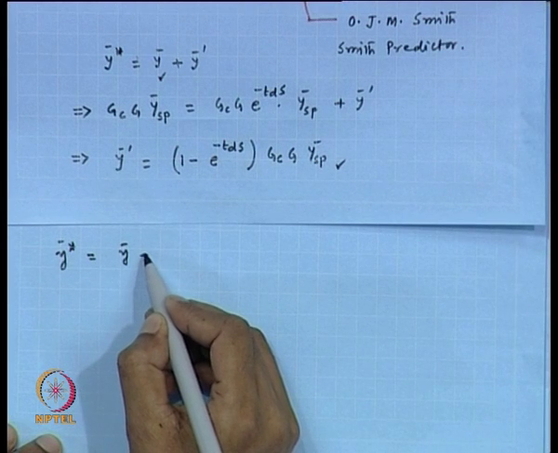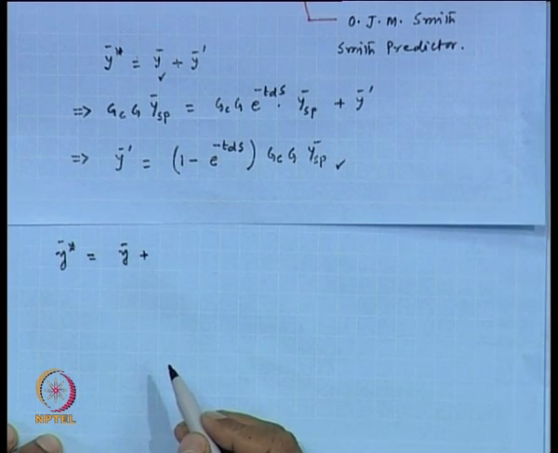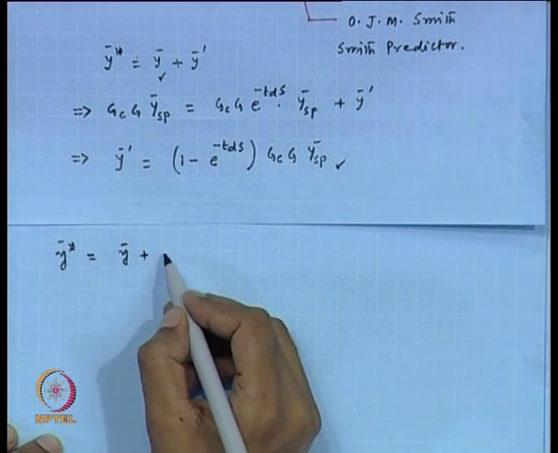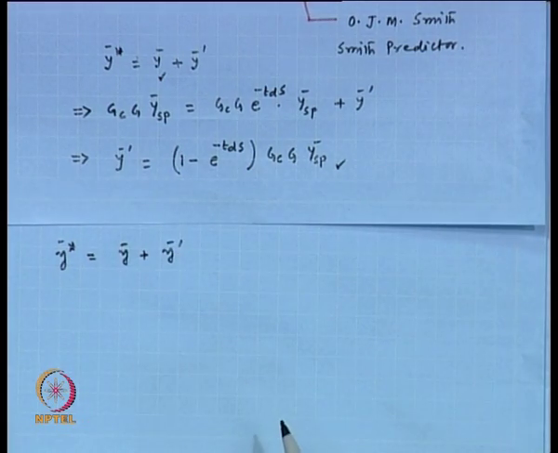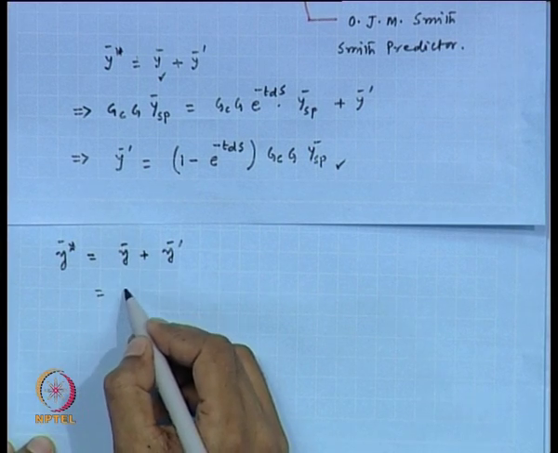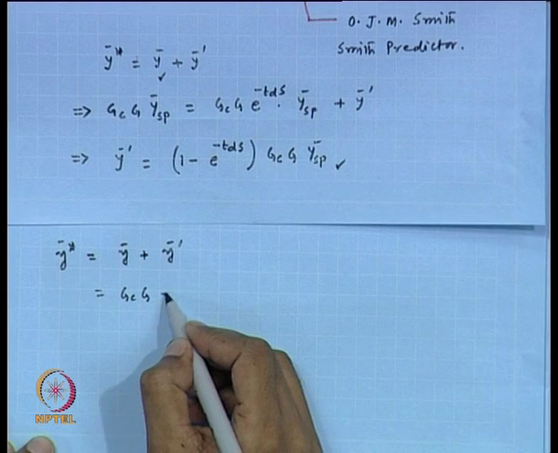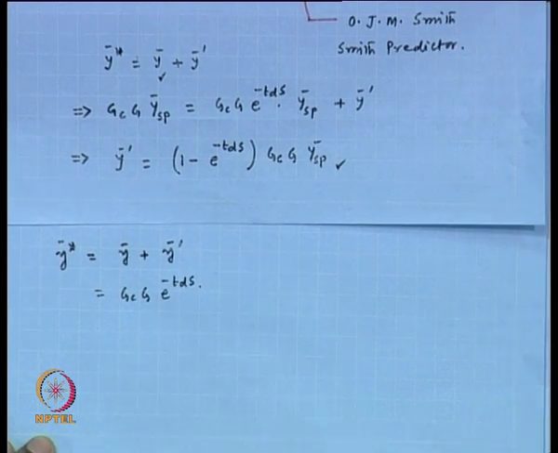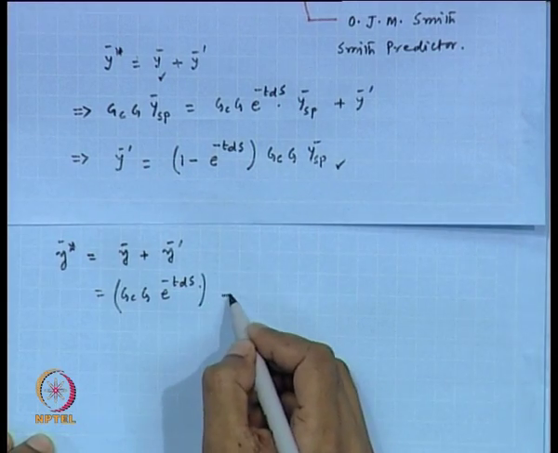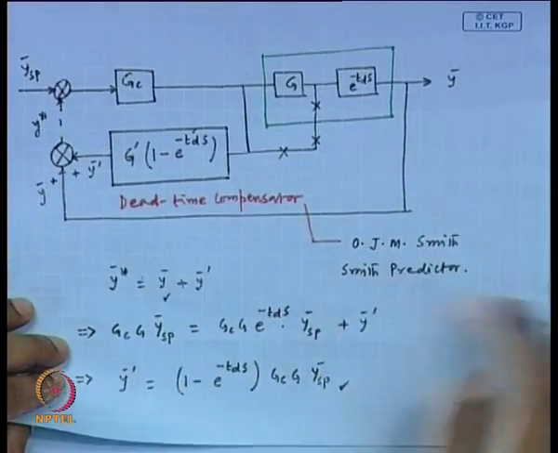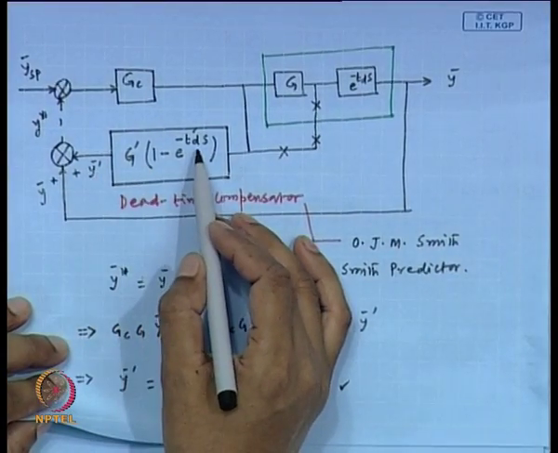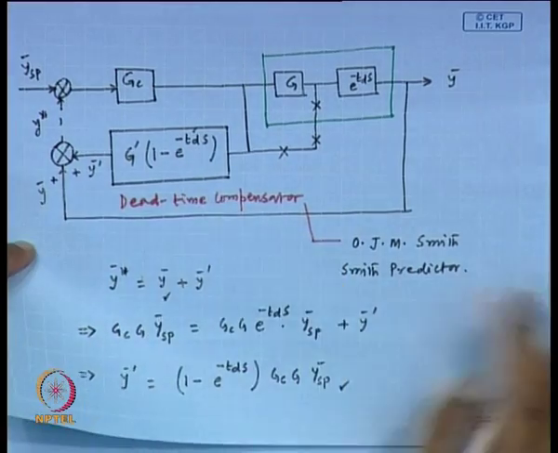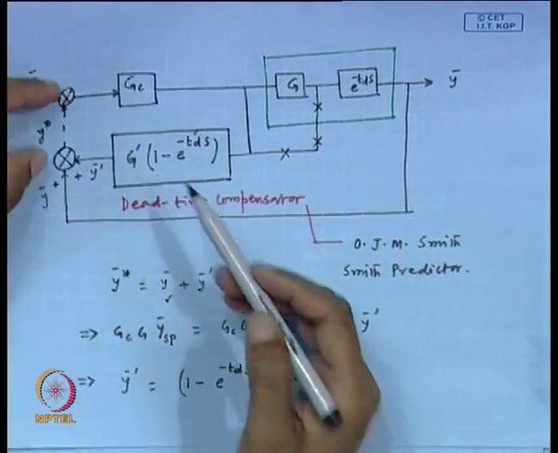We know Y star is Y bar, which is the actual process output, plus Y prime, which is the output of dead time compensator. Y bar is G C Z exponential minus TDS. This is Y bar, and how much will be Y prime if G and TD are not exactly known? We can get from this equation, from this block.